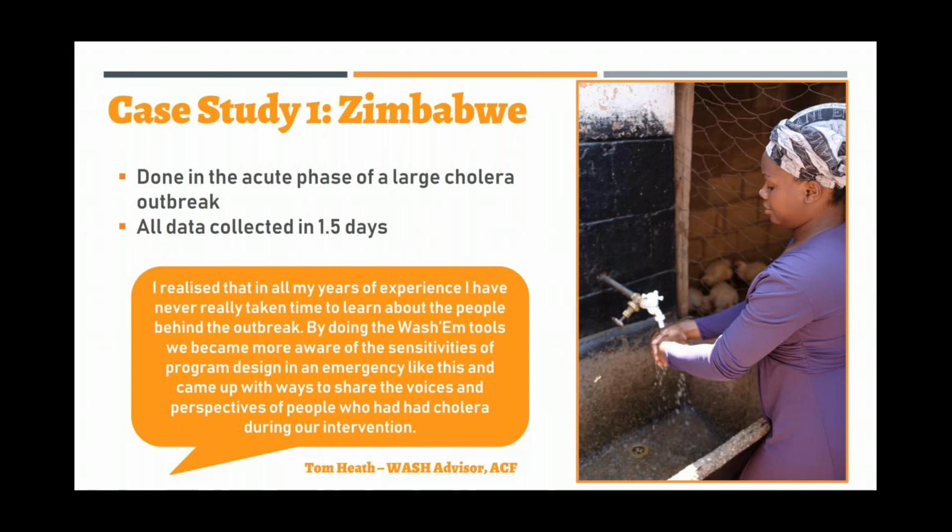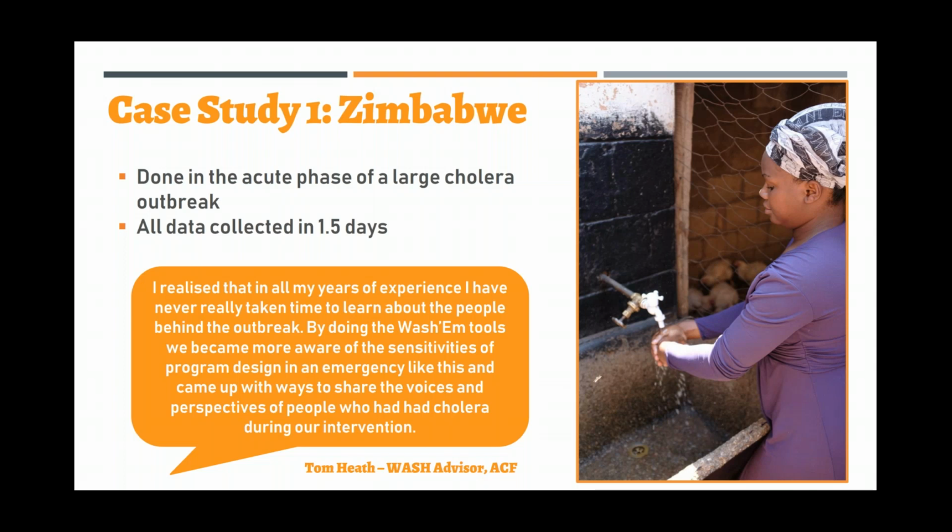So the first example comes from ACF's work in Zimbabwe. They were the first organization to try the tools in truly an acute phase of an emergency. They managed to test the tools within 2 weeks of a cholera outbreak being declared in Harare. They also demonstrated just how quickly the tools could actually be done. They managed to do the whole process in 1.5 days.